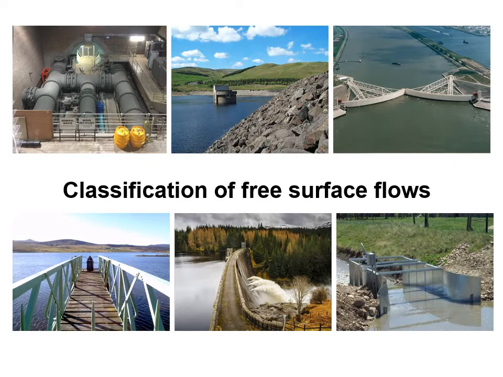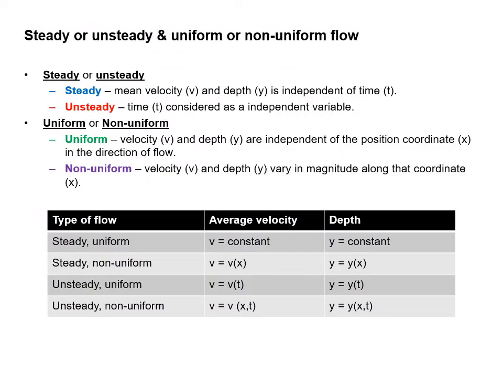So we're now going to look at the classification of what are called free surface flows. Flow can either be steady or unsteady. It can be either uniform or non-uniform. If it's steady, that means that the mean velocity and depth is independent of time. And if it's unsteady, then time is considered to be an independent variable.